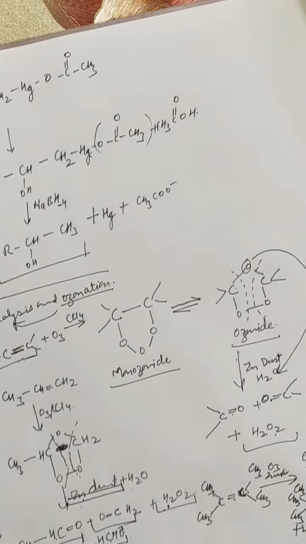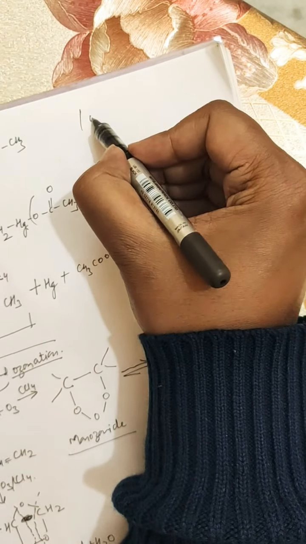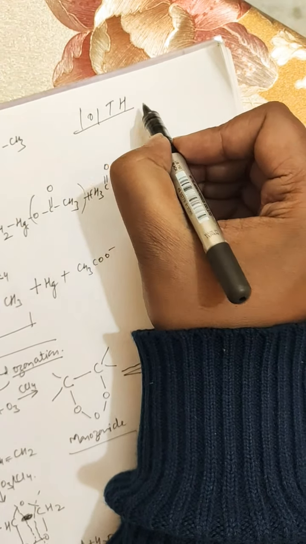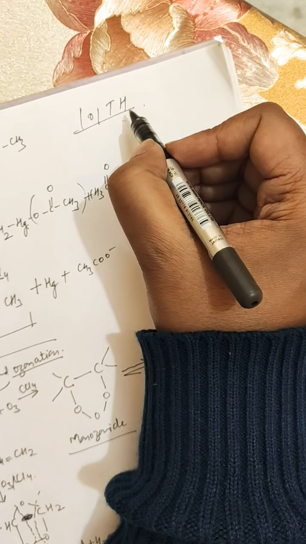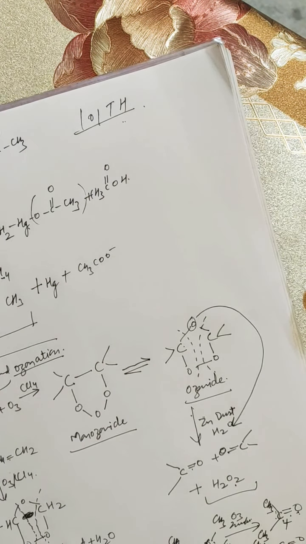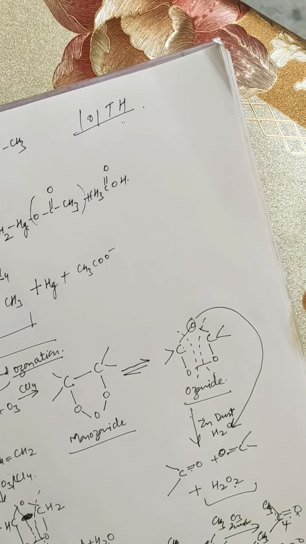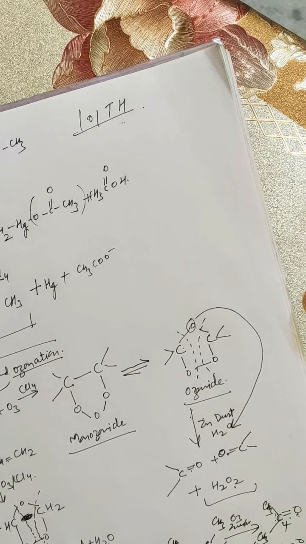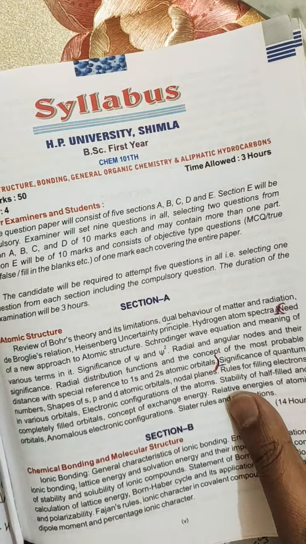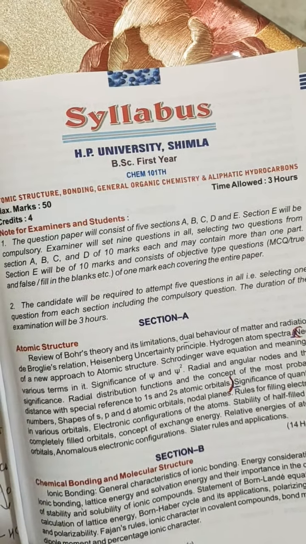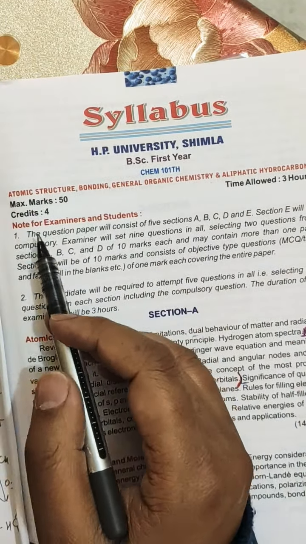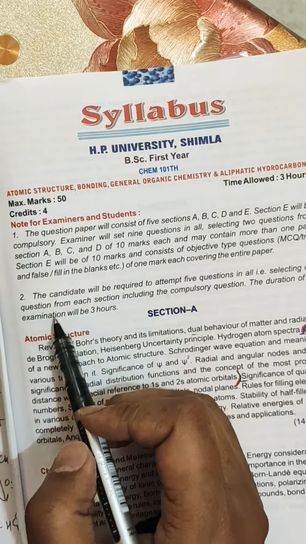So now we have completed the 101 TH paper, where TH means theory. The syllabus is given in all the books, and in this book also there is a syllabus. First of all, try to read the instructions given in the syllabus, the note for examiner and student.